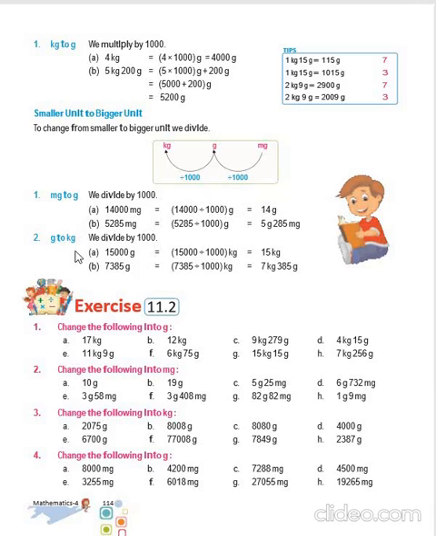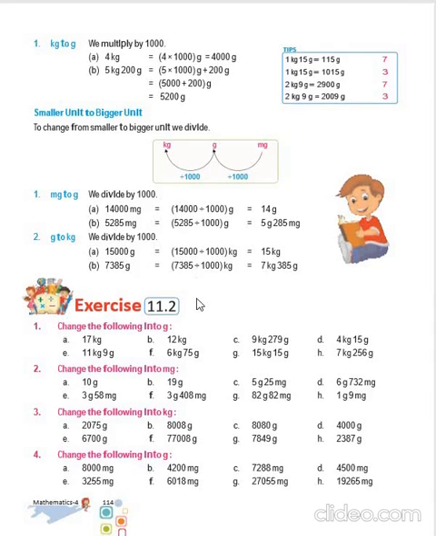Grams to kilograms by dividing by 1000. 15,000 grams is equal to 15,000 divided by 1000 kilograms, which is equal to 15 kilograms. Like this, children, you can do the conversion. Just remember this. Now come to exercise 11.2. This one you have to do as explained above.